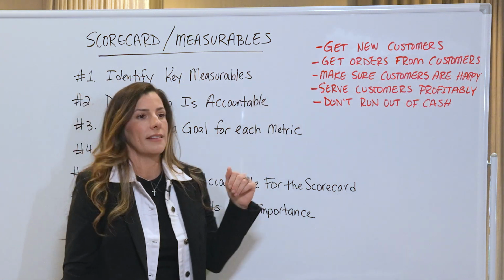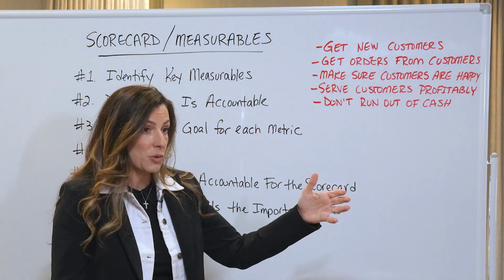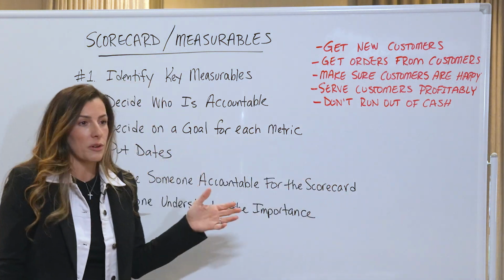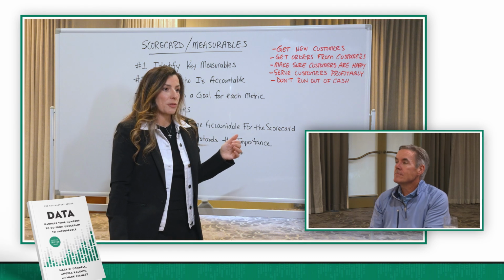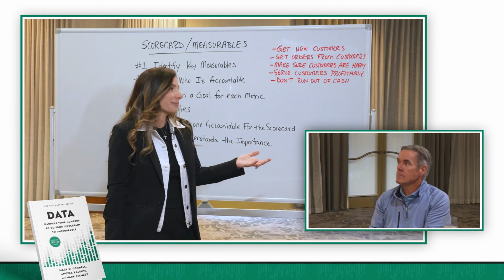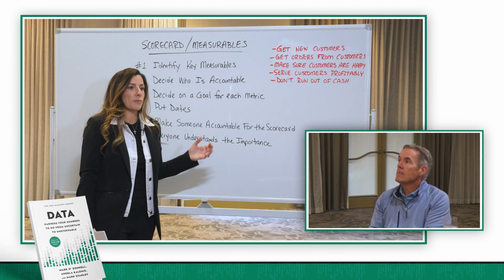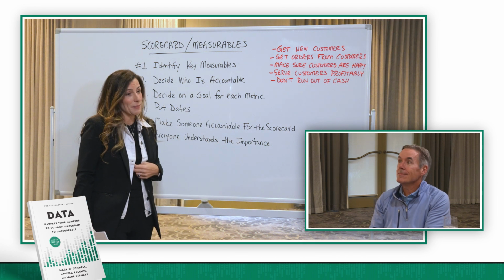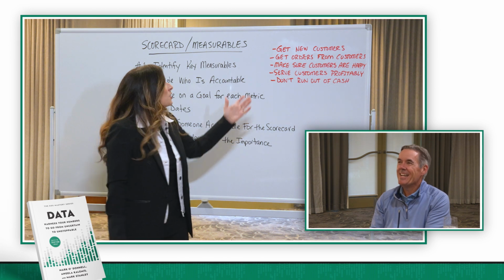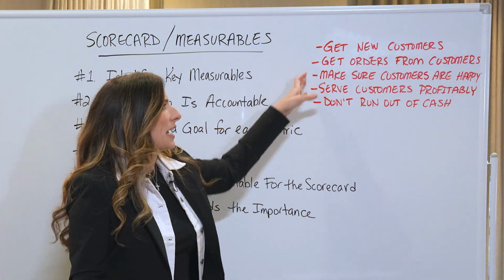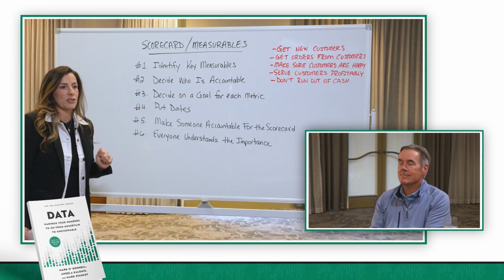We should be able to understand, how do we get new customers, right? What are the key measurables or drivers that help us get new customers? How do we get more orders from our existing customers? How do we make sure that our customers are happy and we're serving them well? How do we make sure that we are serving these customers profitably so that our business is making money? And then how do we make sure we're not running out of cash, right? So if you and your leadership team understand these 5 things, those should drive identifying those key measurables across your organization.